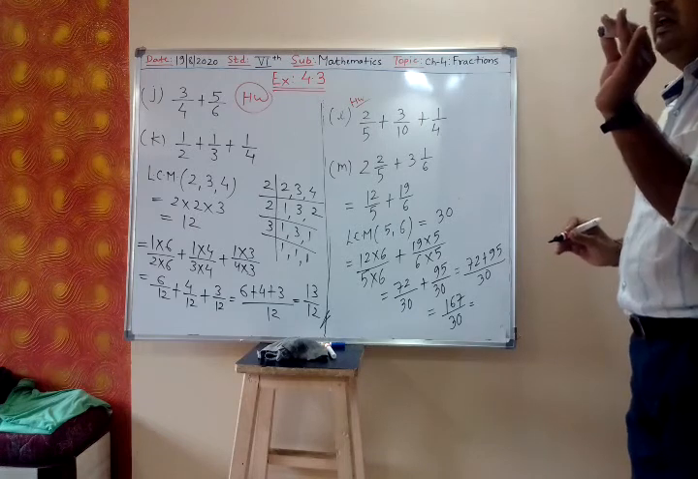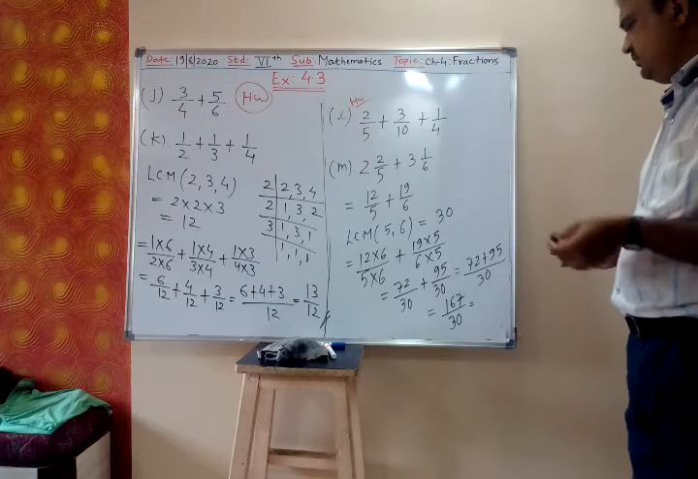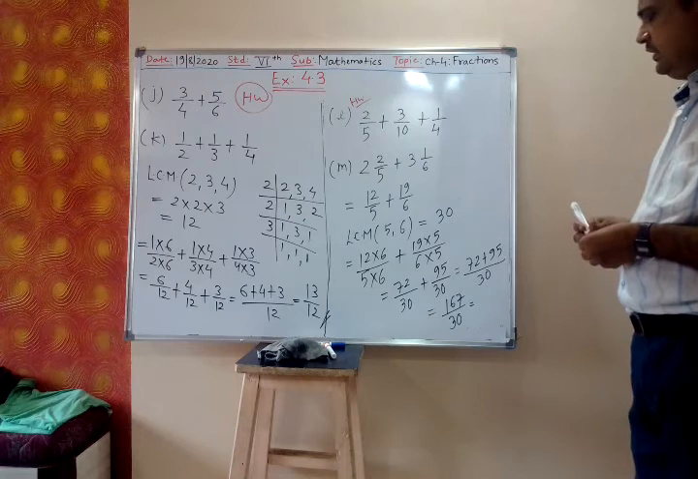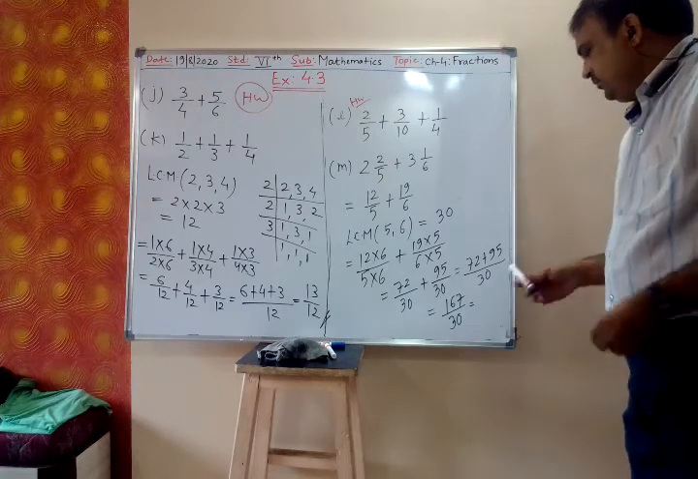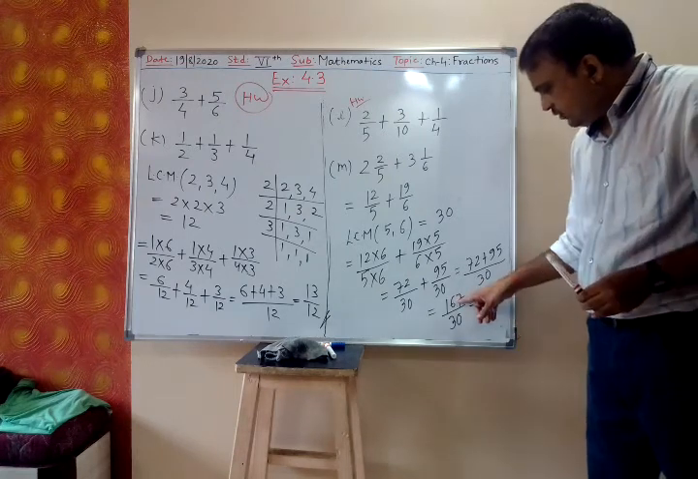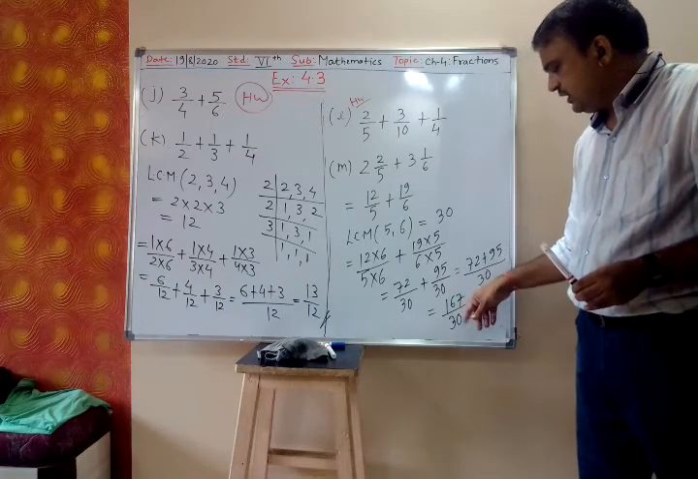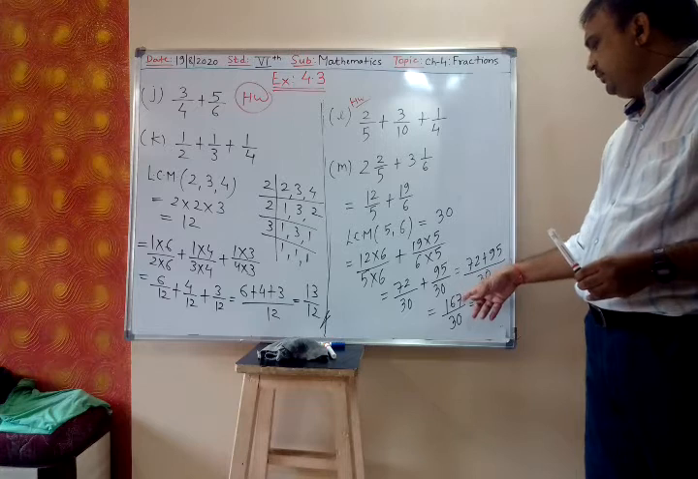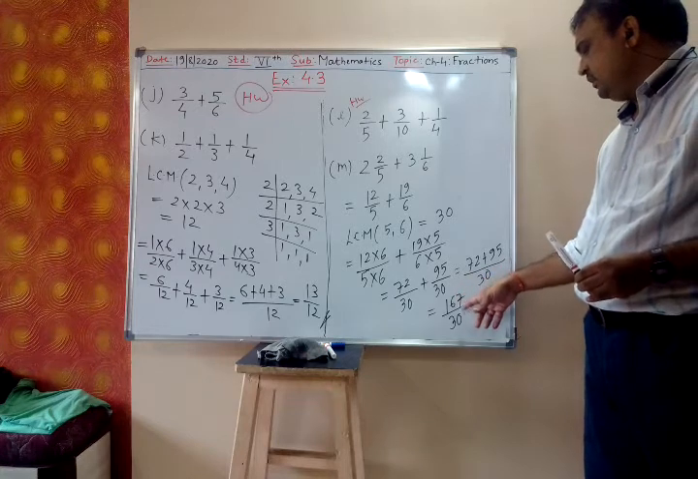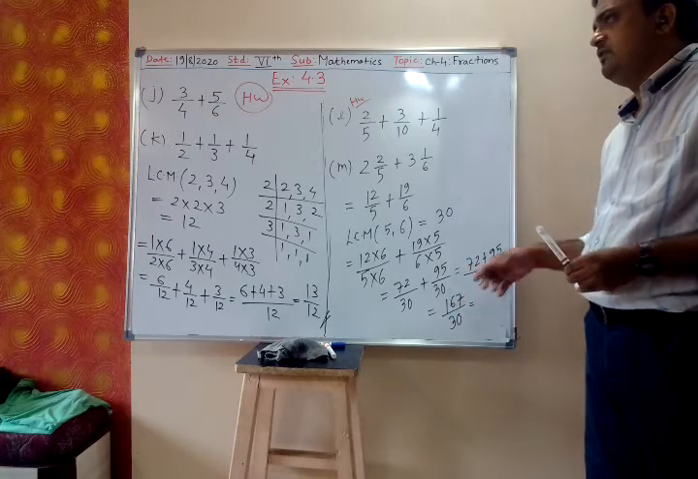Now this I will write in the mix. See, if there is a common number, then you can cancel them and reduce. If not, this is an improper fraction, so I can write this in the mixed fraction form.